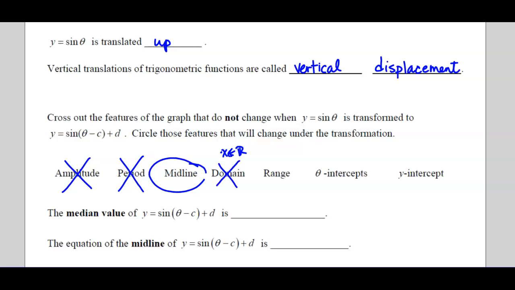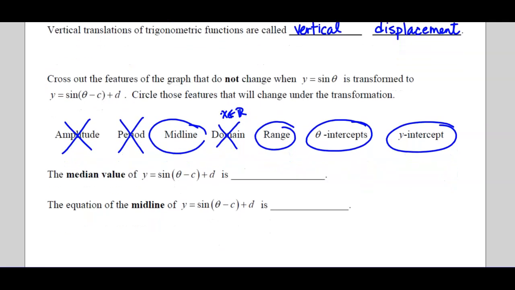Okay, what about the range? Yes. Because you're going to move the midline, the amplitude stays the same, but it's just going to shift everything up. So yes, that will change. What about the theta intercepts? Yep, that's going to change. And the y-intercept? Yeah. So lots of things will change with translation.